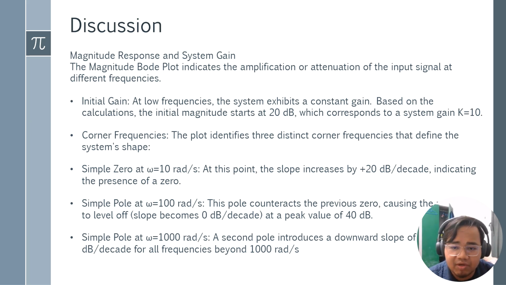Regarding the frequency response, the shape of the plot is defined by three specific events. First, at 10 rad/s, the zero causes the gain to start increasing. At 100 rad/s, the first pole counteracts that increase, causing the gain to level off at a peak of 40 decibel. Finally, at 1000 rad/s, the second pole causes the signal to attenuate or drop off for all the higher frequencies. In summary, this plot characterizes a system that amplifies a signal significantly between 10 and 1000 rad/s.